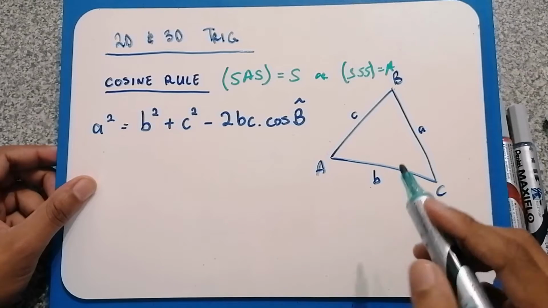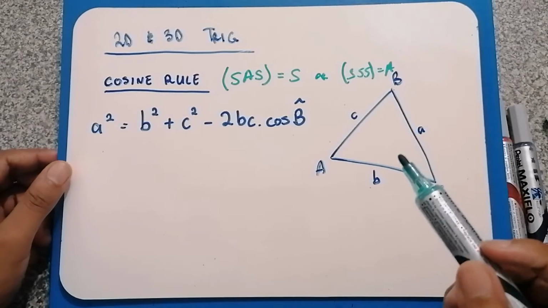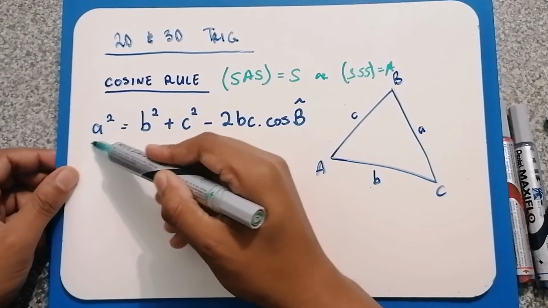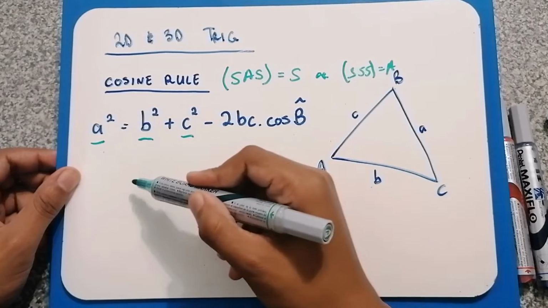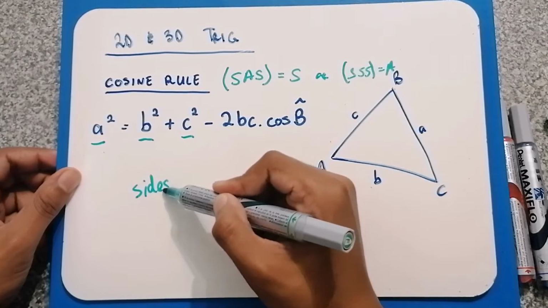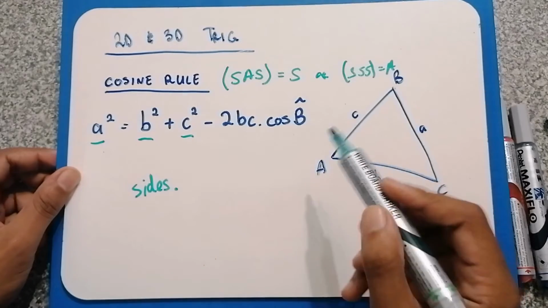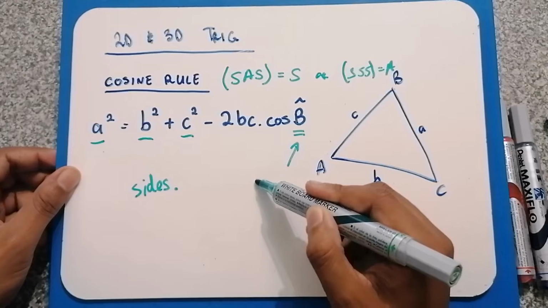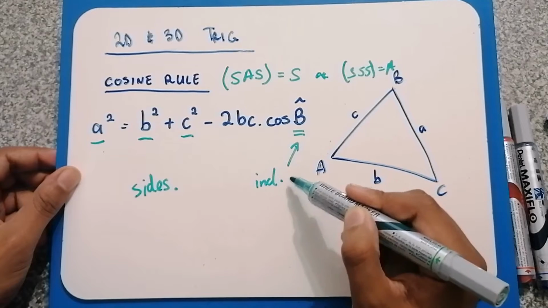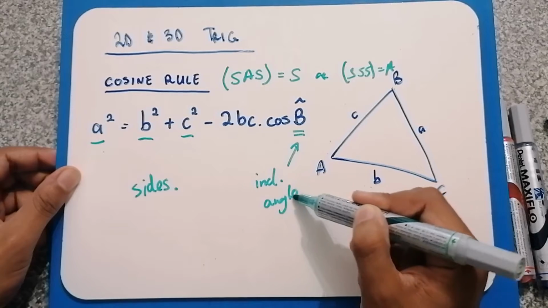Okay, now let's see what I mean by this. As you can see, this formula deals with three sides. Remember, the lowercase letters are the sides, or the lengths of the sides, and then the uppercase letters are the angles. So this one we are going to say is the included angle.